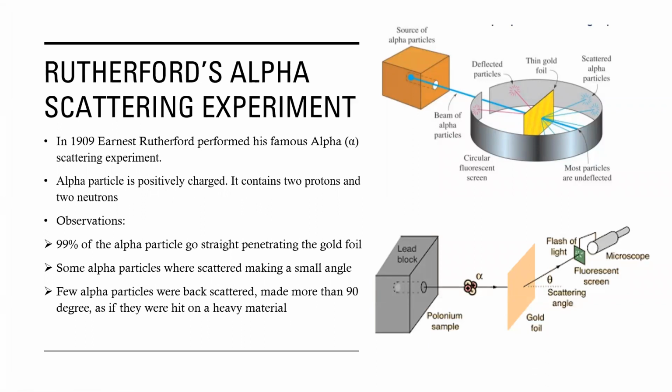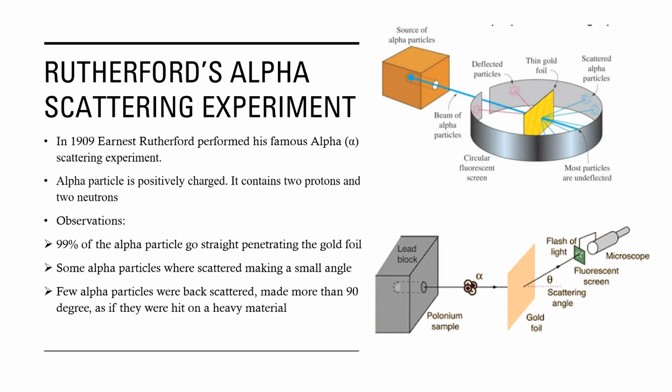And that experiment is called Rutherford's alpha scattering experiment. So let us see the details of Rutherford's alpha scattering experiment, and he did it in 1909. He performed his famous alpha scattering experiment. What is an alpha particle? Have you heard of alpha particle before?